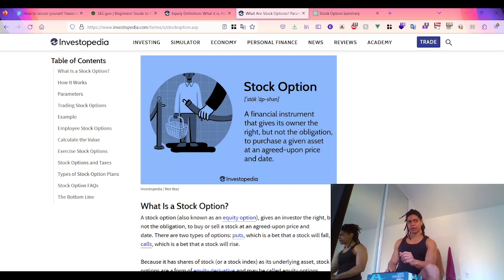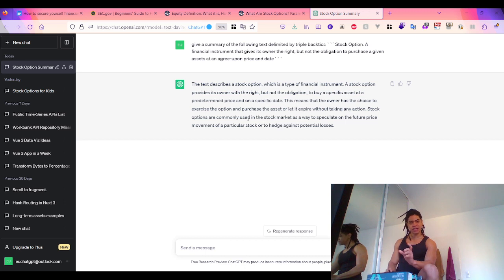Stock options are used in the stock market as a way to speculate on future price movement of a particular stock, or to hedge against potential losses.